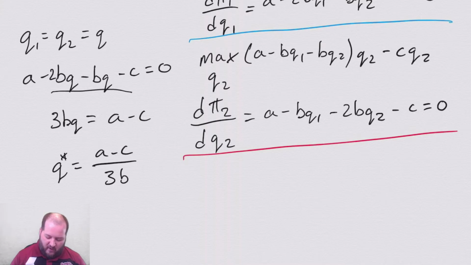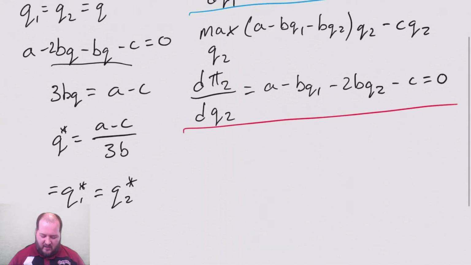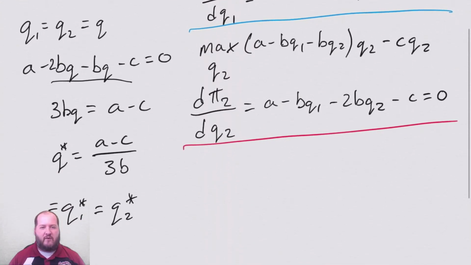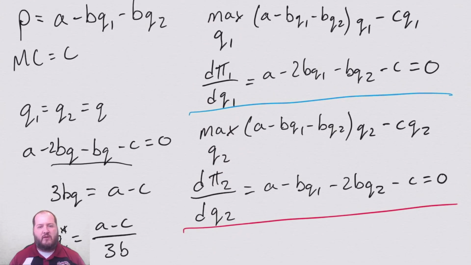That's my equilibrium quantity, because that is also equal to Q1 star, which is also equal to Q2 star. So this is really great. I can invoke symmetry to make this analysis much quicker and much easier, to be honest. But again, remember the rules of invoking symmetry.